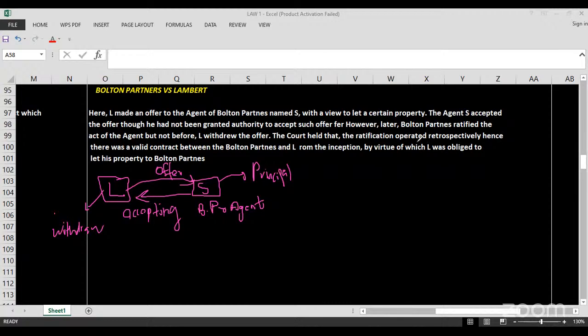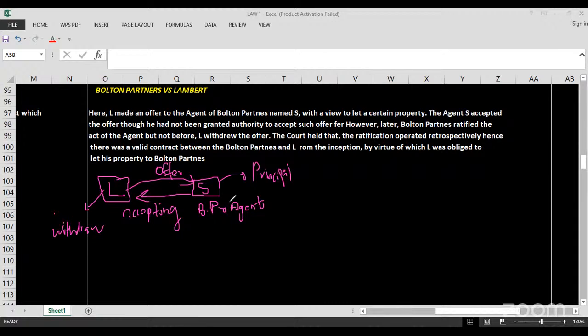The court held that the ratification operated retrospectively. Hence, there was a valid contract between Bolton Partners and L from the inception, by virtue of which L was obliged to let his property to Bolton Partners. What does the court tell us? You withdrew, but the principal was also going to ratify. So L can't do that. Therefore the court is saying that from the beginning there's a valid contract between you both. The contract is valid. The only thing is that he doesn't have the capacity.